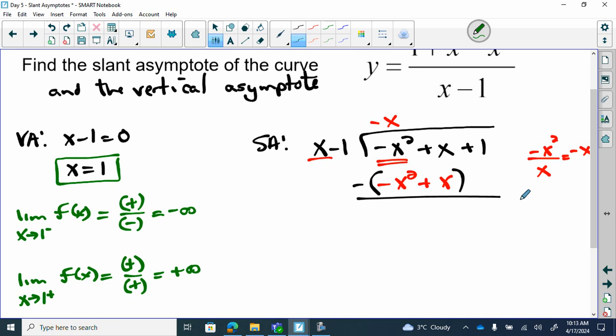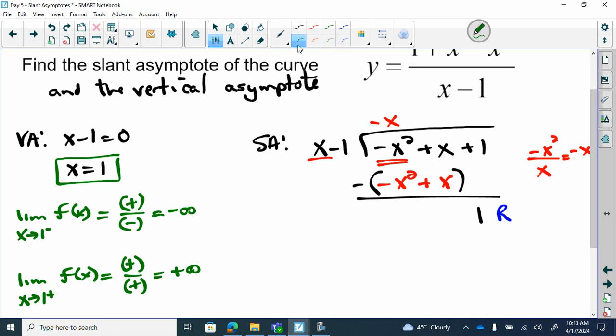Subtract. Negative x squared minus negative x squared would be 0x squared. 1x minus 1x would be 0x. 1 minus 0 would be 1. Now there's no point in dividing 1 by x because that's just going to give me plus 1 over x. So what does the 1 represent? The remainder. And I ignore that.